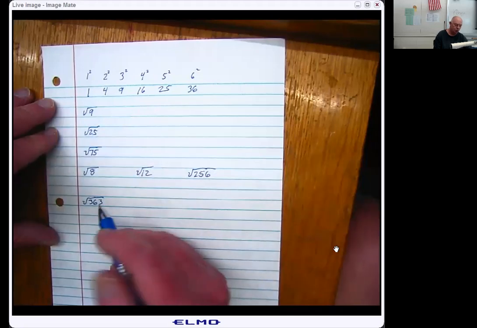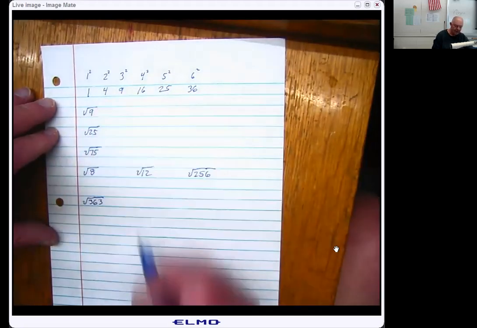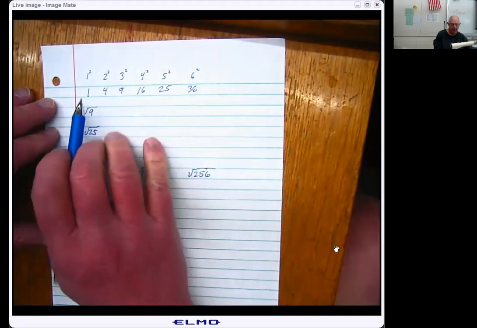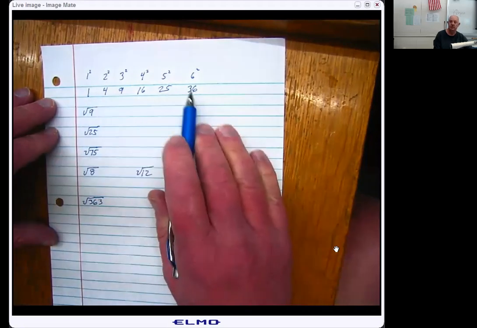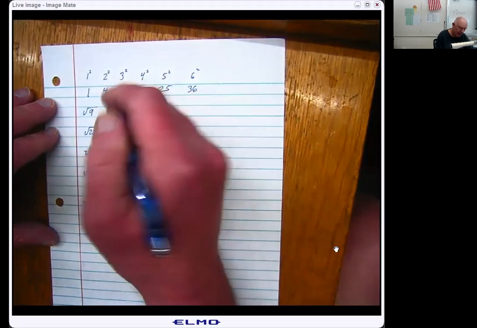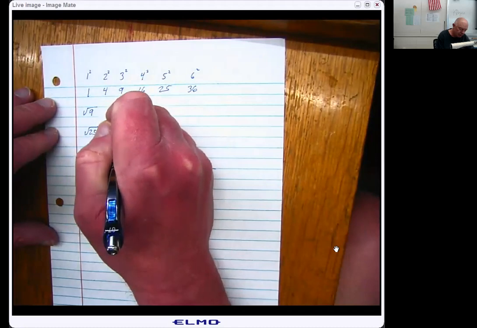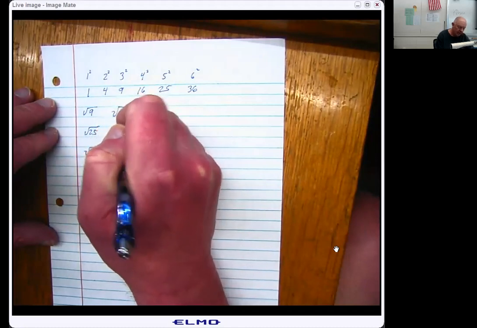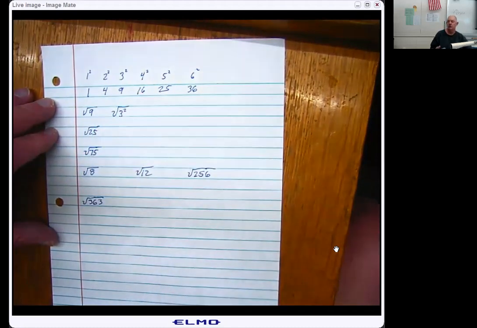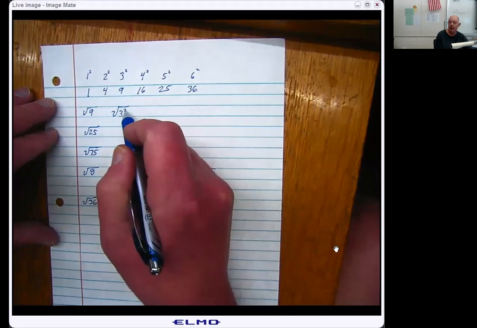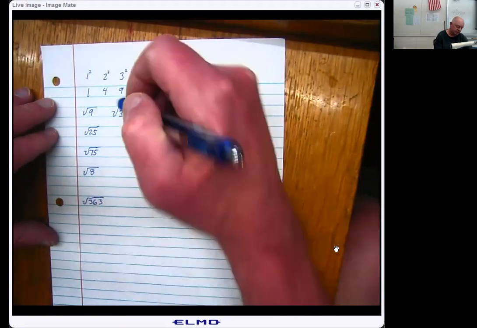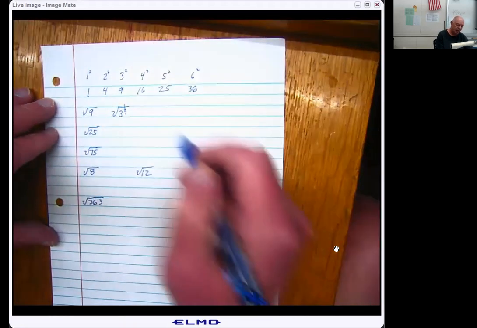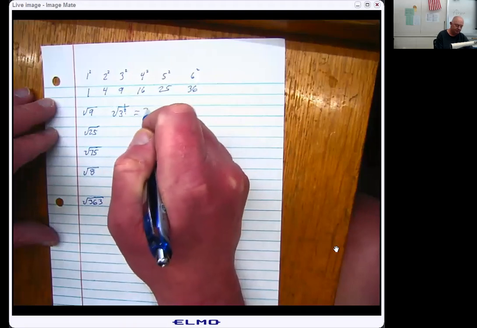Now, the reason this works, we know that 9, if you look at the list up here, here's the list of perfect squares up through 6 squared. So 9 can be written as a perfect square, 3 squared. Now, like multiplication, division, addition, subtraction, a square root and a square are inverse operations, so they undo each other, and this would just be equal to 3.